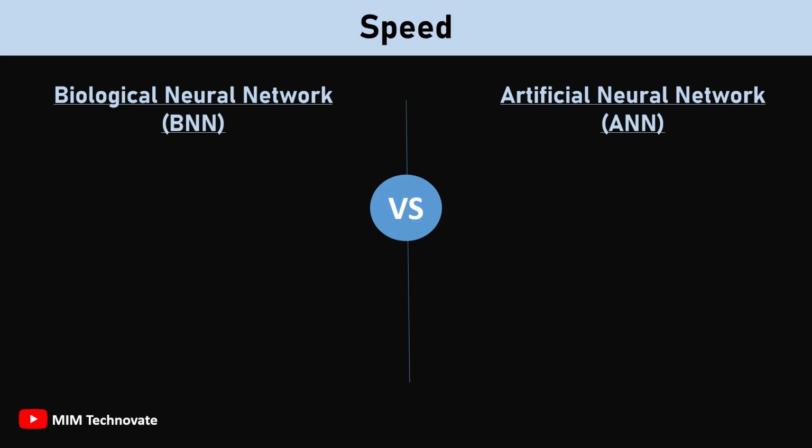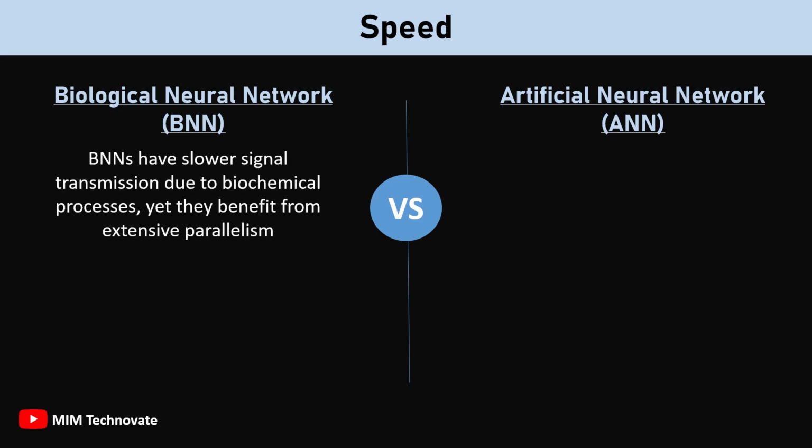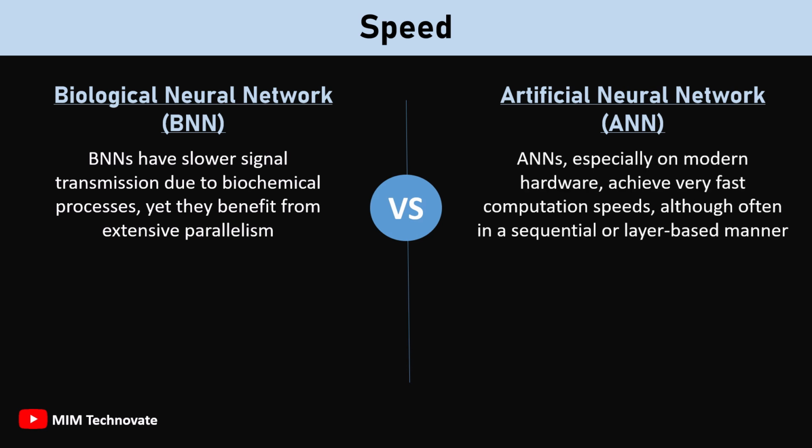Speed. BNNs have slower signal transmission due to biochemical processes, yet they benefit from extensive parallelism. ANNs, especially on modern hardware, achieve very fast computation speeds, although often in a sequential or layer-based manner.